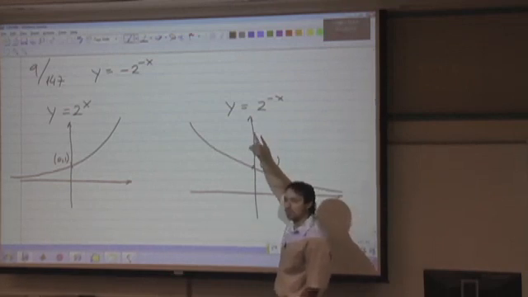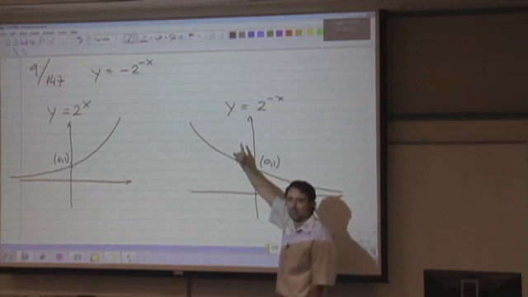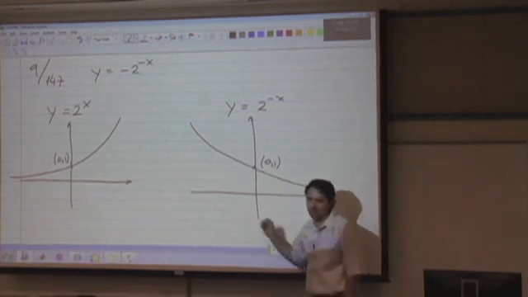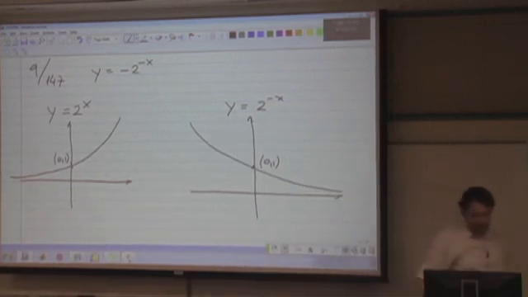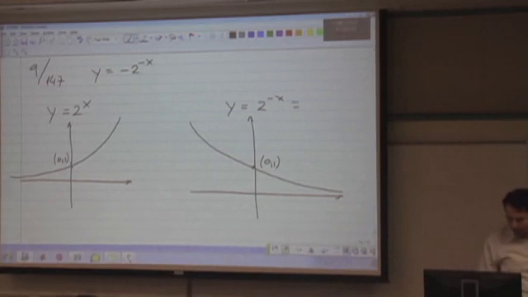You have 2, a positive number, raised to some power. That can never be negative. So you're not going to be here at all. Right? And now as the last, also by the way, I should point out that this is the same thing as 1/2 to the x power. Right?